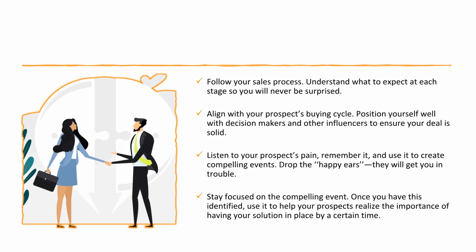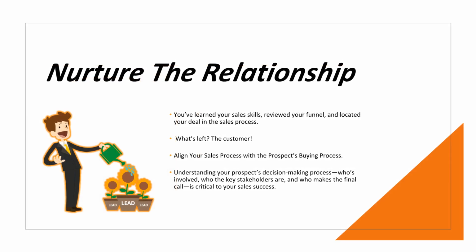5. Follow your sales process. Understand what to expect at each stage so you will never be surprised. 6. Align with your prospect's buying cycle. Position yourself well with decision makers and other influencers to ensure your deal is solid. 7. Listen to your prospect's pain, remember it, and use it to create compelling events. Drop the happy ears, they will get you in trouble. 8. Stay focused on the compelling event. Once you have this identified, use it to help your prospects realize the importance of having your solution in place by a certain time.